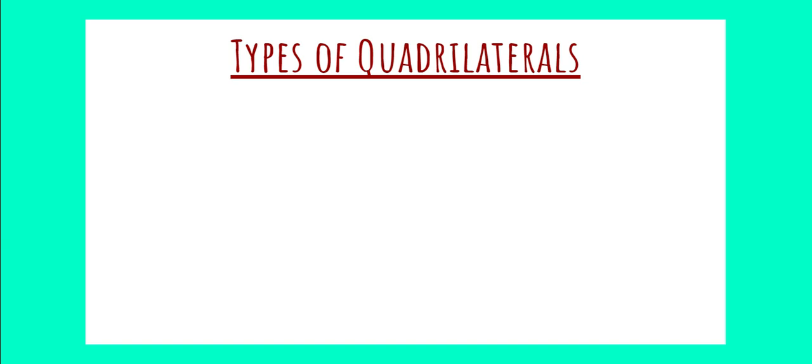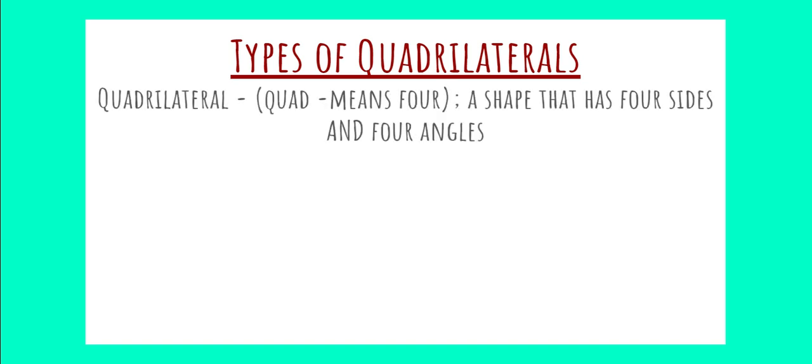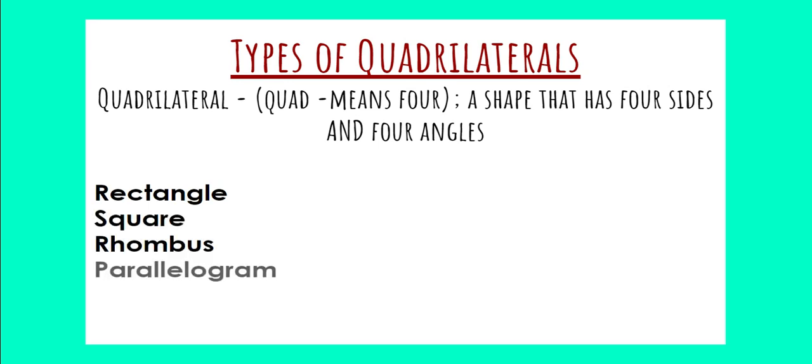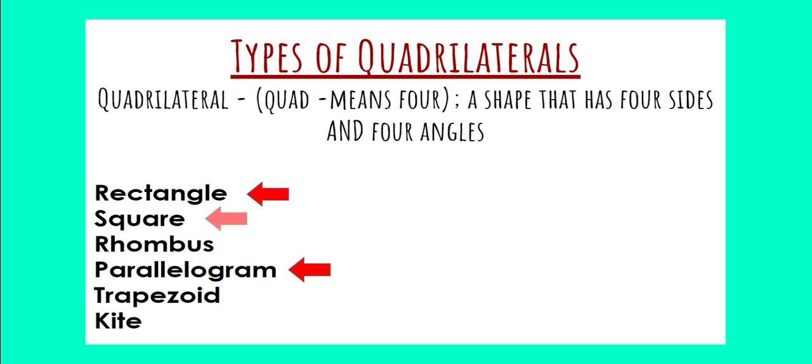Of course, with the discussion of different types of quadrilaterals, a quadrilateral, quad of course meaning 4, is a shape that has 4 sides and 4 angles. We mentioned a rectangle, a square, a rhombus, a parallelogram, a trapezoid, as well as a kite. In our last video, we primarily talked about a parallelogram. In this video, we're going to continue, but we're also going to mention other key shapes needed for 5th grade, and that is a rectangle, a square, a rhombus, and a trapezoid.